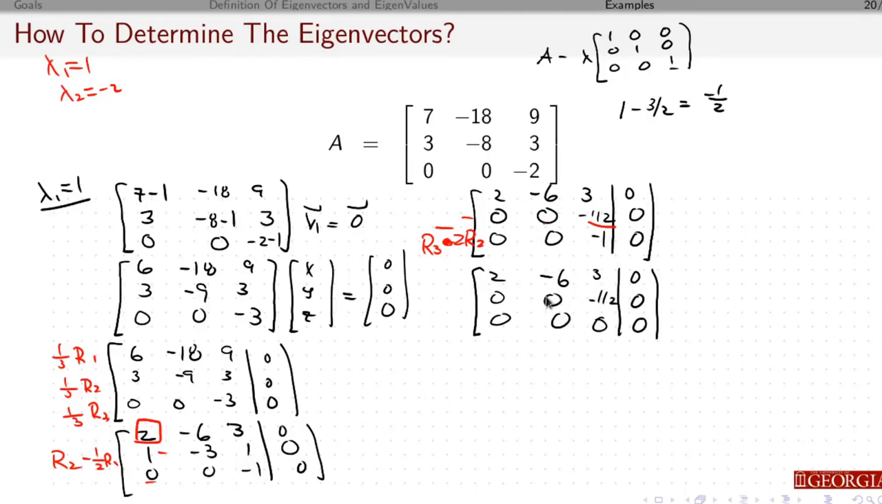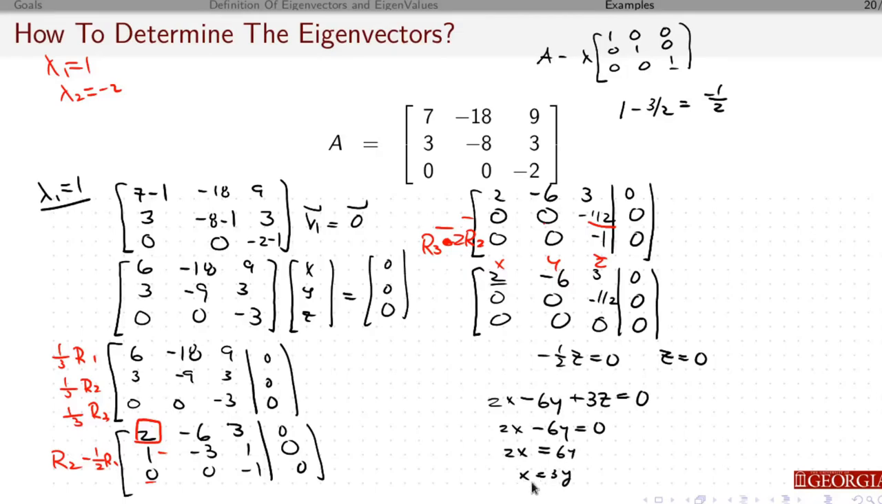So now I've got to interpret what this says. This is the x, y, and z columns. This row says what? Minus 1 half z is 0. So this says z is 0. This row says 2x minus 6y plus 3z is 0. But I know z is 0, so I have 2x minus 6y is 0. X was my pivot, so I'm going to solve for x. So I get x is 3y.